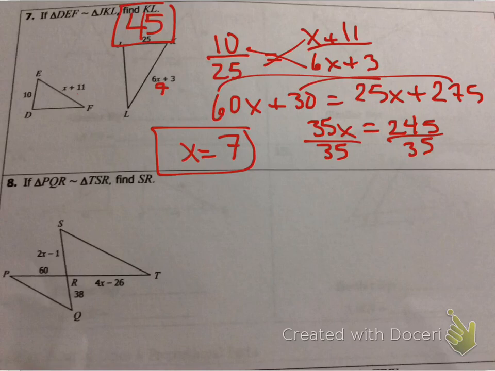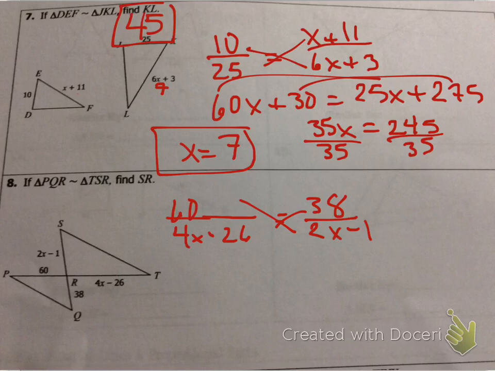Okay? Same idea here. Let's see here. These are flip-flopped. So here's my setup. Okay, so I went ahead and did 38 times 4 and got 152x. Yes, these numbers can be big, but you've got a calculator. It's not a big deal. Say 26 times 38 and get 988. 60 times 2 is 120x.